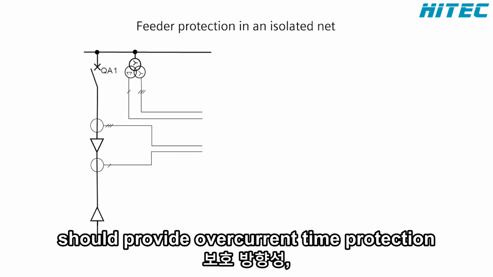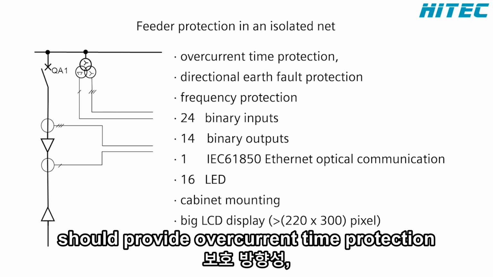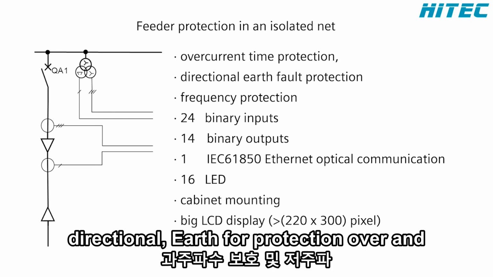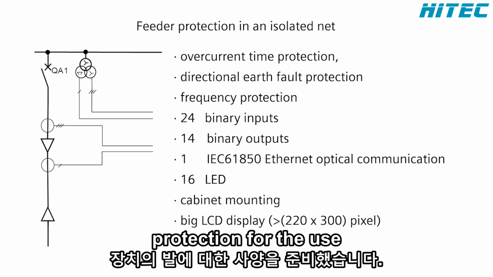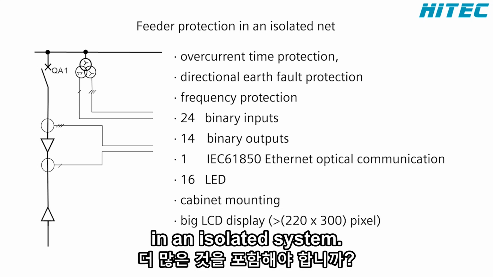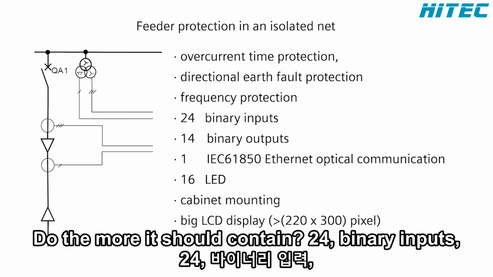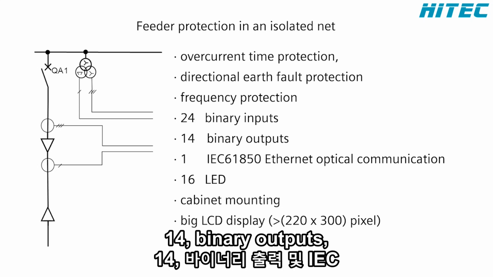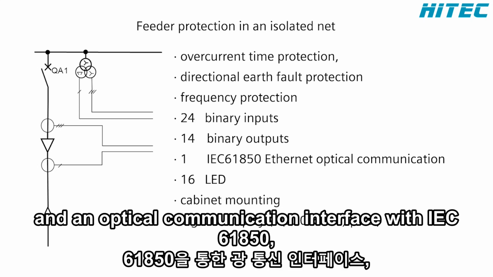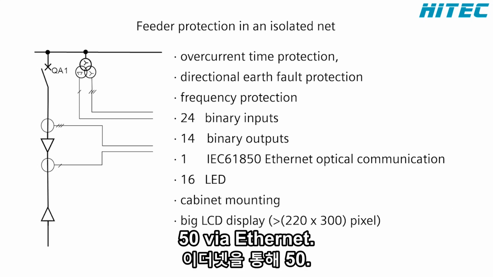As an example, I have prepared a specification for feeder protection. The device should provide overcurrent time protection, directional earth fault protection, over and under frequency protection for use in an isolated system. Furthermore, it should contain 24 binary inputs, 14 binary outputs and an optical communication interface with IEC 61850 via Ethernet.